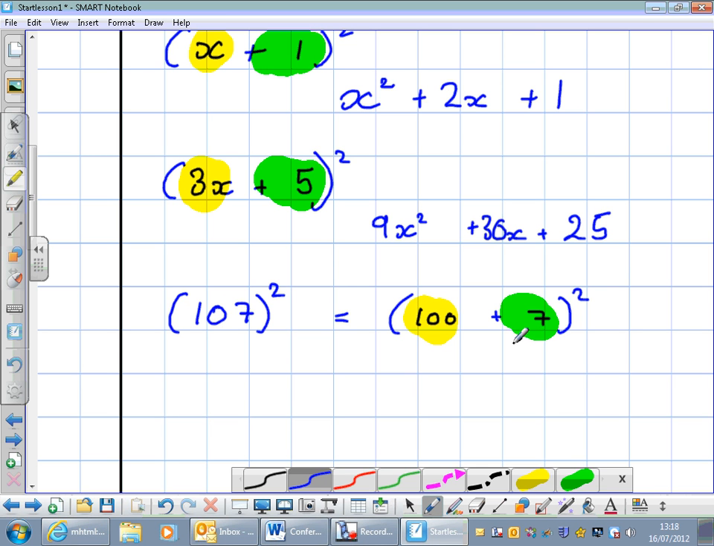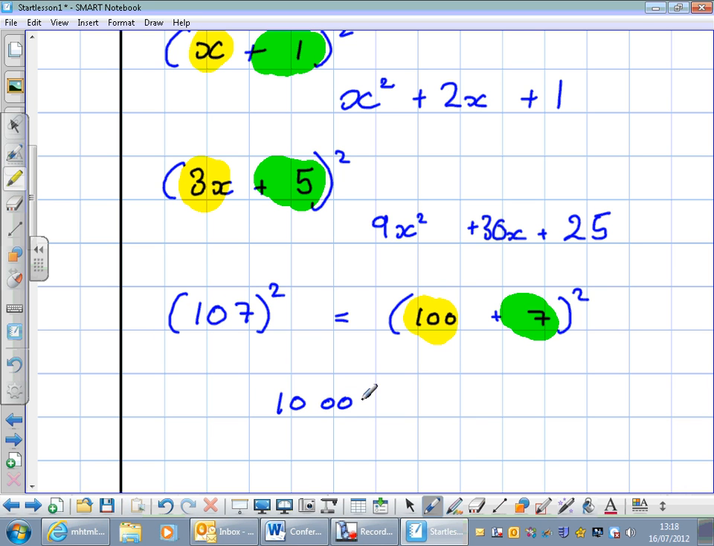So when I expand it, I would get 100 squared, which is 10,000. At the end, I get plus 49. And then I get twice the product. 100 times 7 is 700, doubled 1400. So the answer is, add all those together, and we get 11,449. A bit quicker, you'll agree, than doing long multiplication.